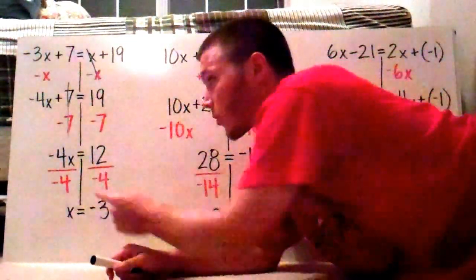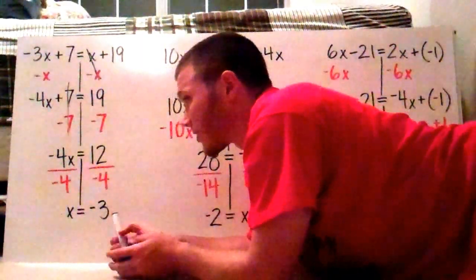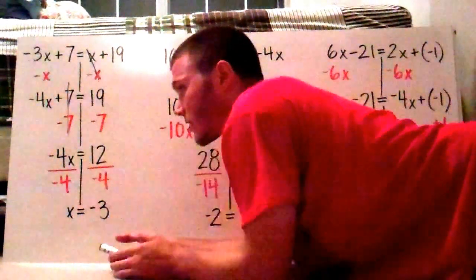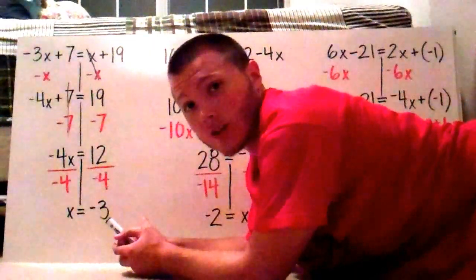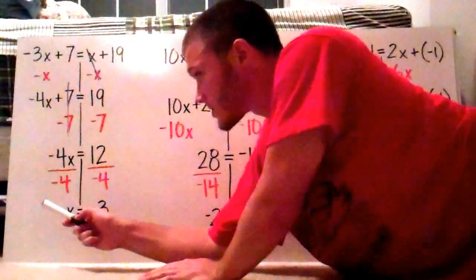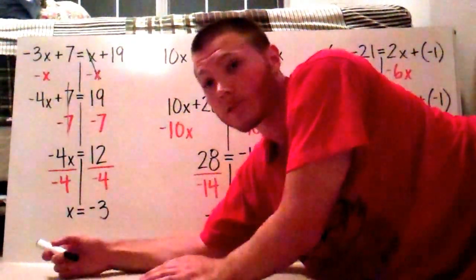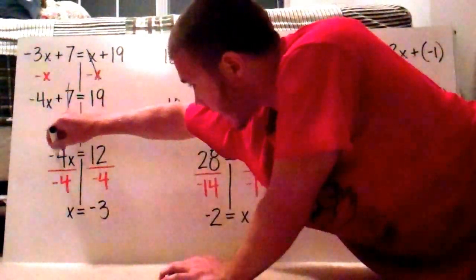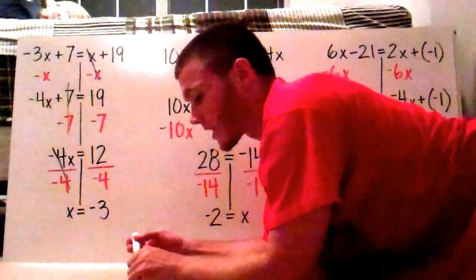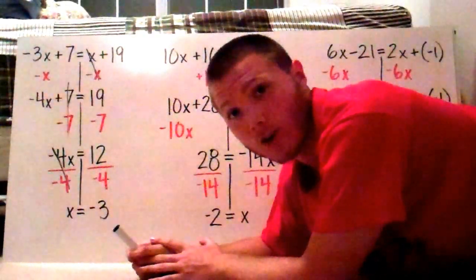Now I'm left with a one-step equation. Variables on one side, integers on the other. Now all I got to do is remember that when you don't see an operation in between an integer and a variable, multiplication is being used. So the opposite of multiplication is division. So I'm going to divide this side by negative 4. And since I divide this side by negative 4, I have to divide that side by negative 4, so that these cancel out. And all I'm left with is that x. And then 12 divided by negative 4 is negative 3. That's how we're going to solve all these equations that have variables on both sides.